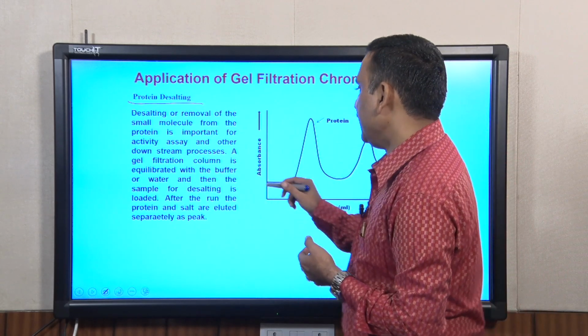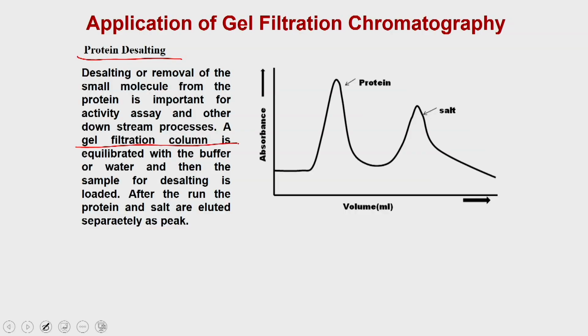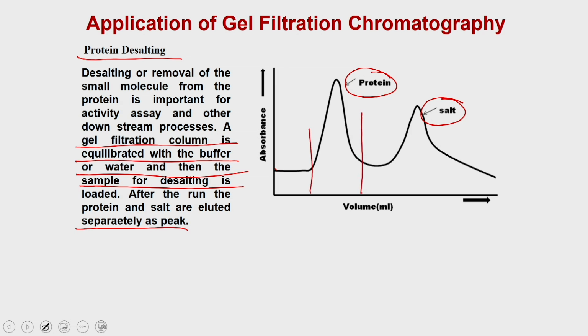So, a gel filtration column is equilibrated with the buffer or water, and then the sample for desalting is loaded. After the run, the protein and salts elute separately as peaks. So, if you elute, the protein will come first and the salt is going to come later on. So, you can collect the protein, and that is how your protein is going to be separated from the salt, and this protein can be used for downstream applications.